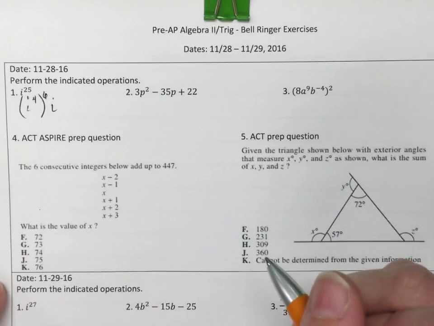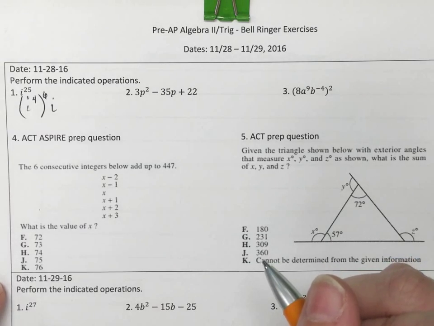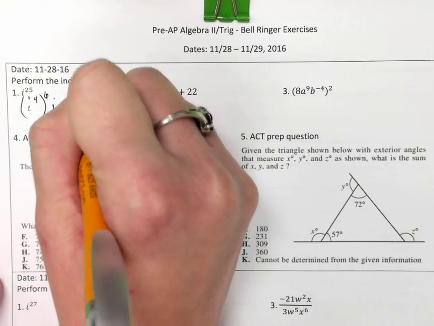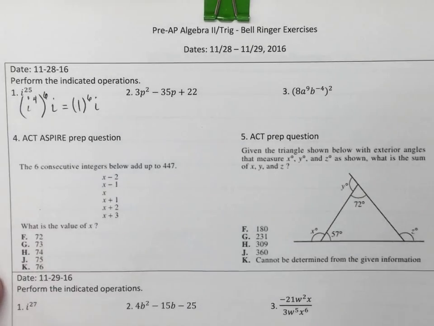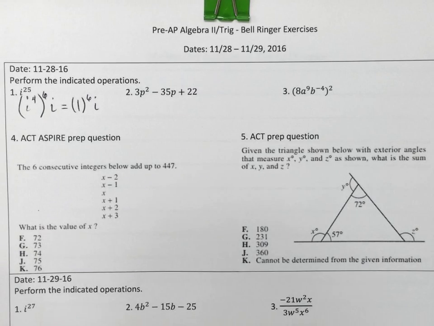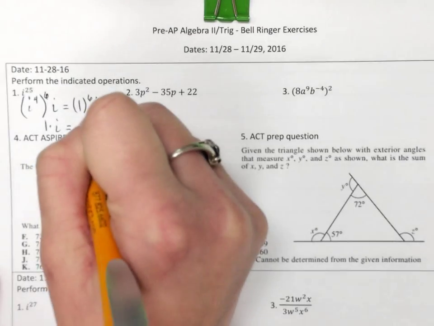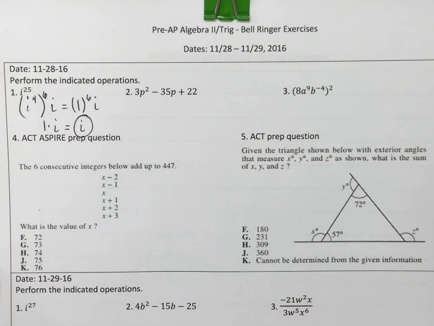Perfect. There you go. All right, so what is i to the 4th? It's positive 1. So you have positive 1 to the 6th power. Guys, what is 1 to any power? It's just 1. And 1 times i is just i. Are y'all okay? All right, what about number 2?